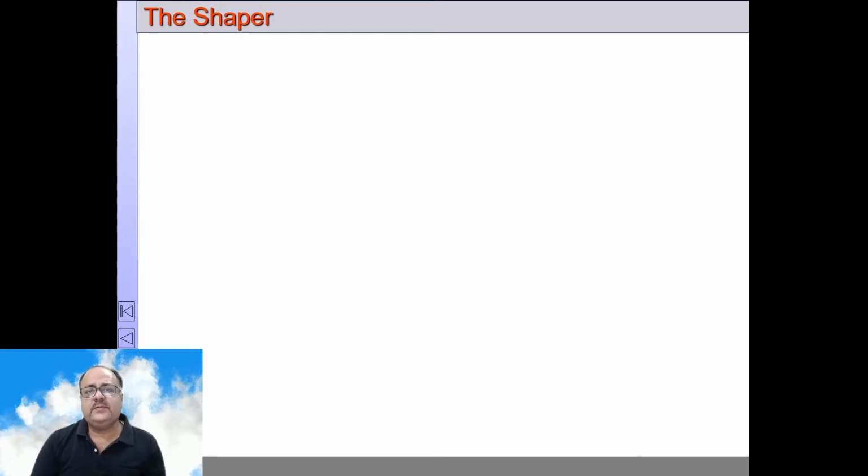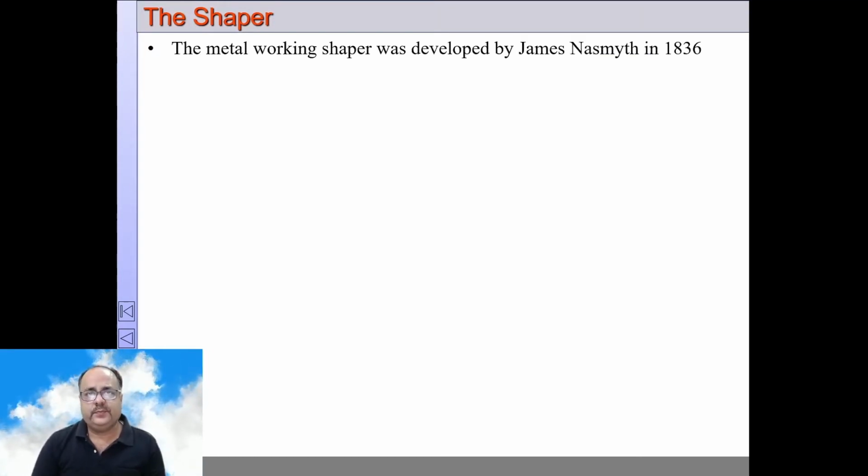Shaper machine was invented by a person called James Naismith in the year 1836. It was invented much later than the slotter machine. Slotter machine was invented by Brunel in the year 1800. Shaper machine works in a horizontal plane, therefore it is called a horizontal shaper, and a slotter machine works in a vertical plane, so it is called a vertical shaper.